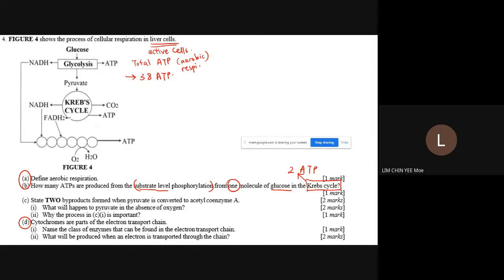Now D. Cytochromes are parts of electron transport chain. Name the class of enzymes that can be found in the ETC. Right, kita dah belajar semalam. ETC always about electron, so always about redox. So what is the class of enzyme involved? Oxidoreductase. Good job. Oxidoreductases.